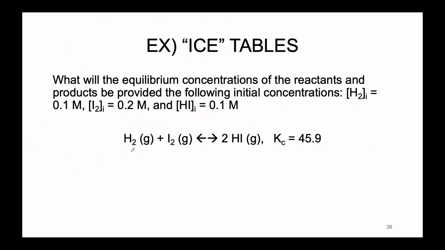So we are going to do an ICE table problem. We are going to lay out the method that we are going to be using to solve for equilibrium conditions for reversible reactions. So what will the equilibrium concentrations be for the following reaction, both reactants and products, provided that we know the initial conditions where we have an initial concentration of H2 equal to 0.1, an initial concentration of I2 equal to 0.2, and an initial concentration of HI also equal to 0.1.